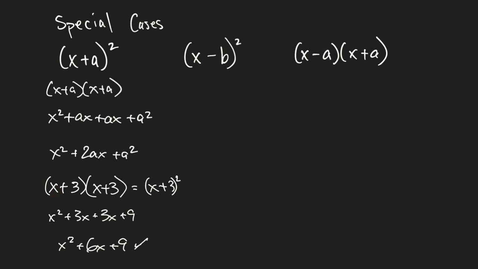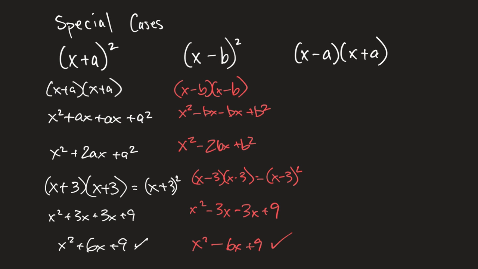What does this look like with numbers? Well, if I chose a to be 3, I get x plus 3 times x plus 3. That's the same as x plus 3 squared. I FOIL it out, and when I add these two together, I get 6x. Well, if you notice, 6 is really 2 times 3. And so this is our rule. This is a good shortcut to know when you have this form here.